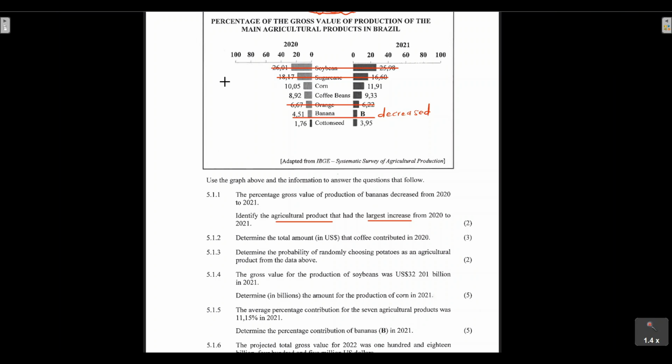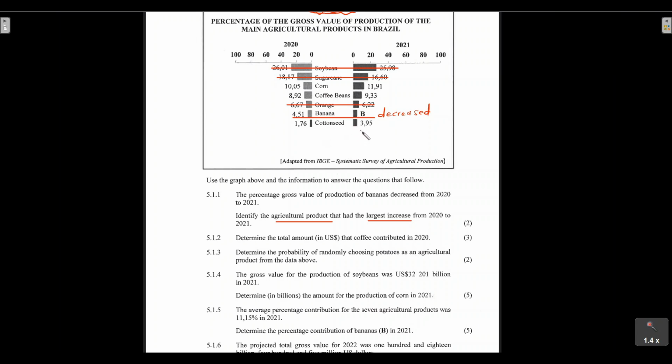It was an increase. So now we're going to compare these three values, the corn, the coffee beans, and the cotton seeds. We're going to find out from these three products which one had the largest increase. Approximately, with the corn, it increased by about 1. With the coffee beans, it increased by 0 point something. And with the cotton seeds, it increased by maybe 2. So we can see that the increase for the cotton seeds is more.